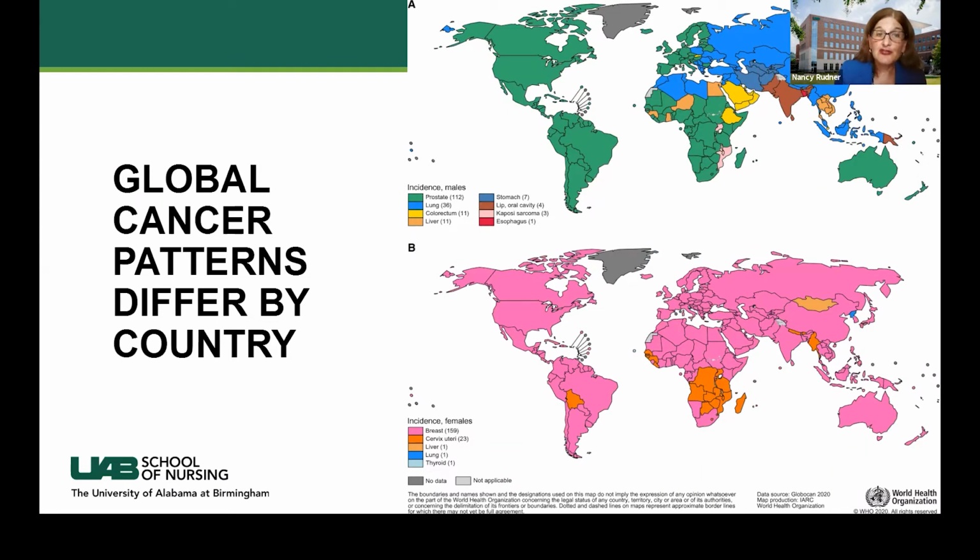We know that cancer patterns differ by country. Looking at the top global map, you can see the incidence of cancers in males. The green is where prostate cancer is more prominent, and the blue is where lung cancer is more prominent. And then you can see some of the other cancers in the world. And below is the cancer patterns among women, where breast cancer is the most prominent, followed by cervical cancer.